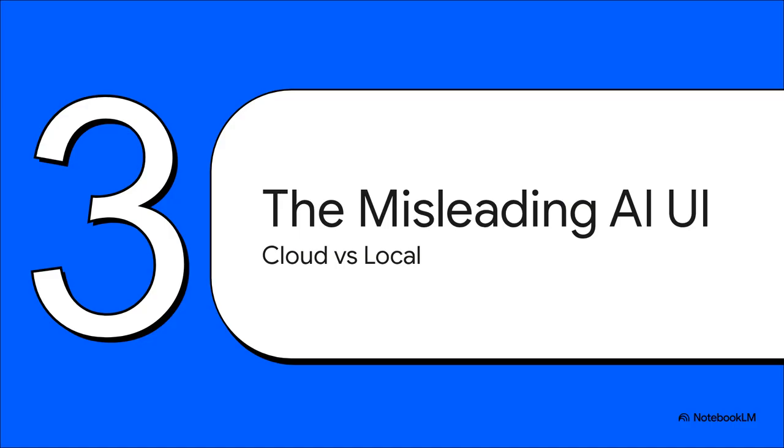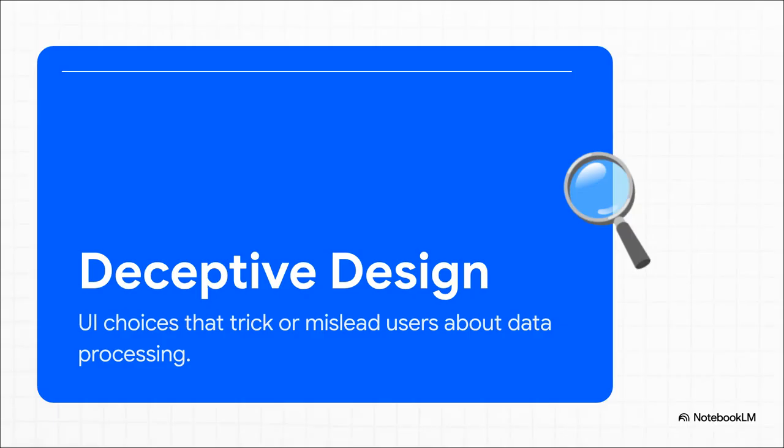Moving on to Section 3. The misleading AI UI. Let's look at the incredible sleight of hand auditors reported regarding cloud versus local processing. In the privacy auditing world, there's a concept known as a deceptive design pattern. This happens when an interface misleads a user about what is actually happening with their data.